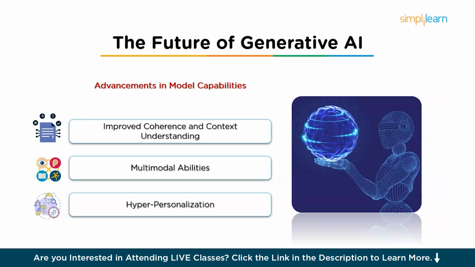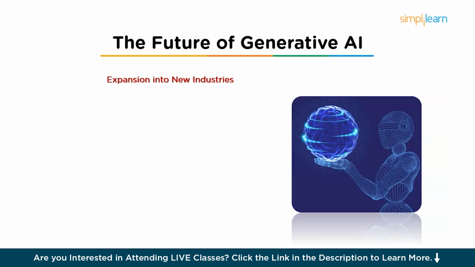Then comes multimodal ability. So Gen AI will move beyond just text and images to handle a variety of modalities, including video, audio, and more improved video and audio creation. So this will allow the generation of not only written content, but also better visuals and voiceovers. Also in hyper personalization, AI will become more adept at generating tailored content based on real-time data. So businesses will be able to deliver highly personalized experiences in marketing, customer service, and other areas, adapting to individual user preferences.